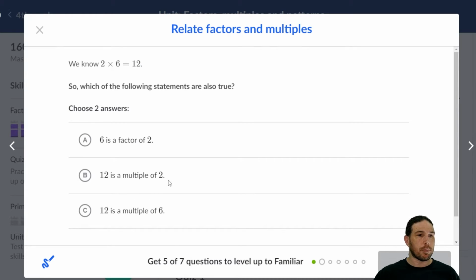12 is a multiple of 2. Yes, 2, 4, 6, 8, 10, 12. It is a multiple of 2. If I am counting by 2s, I will eventually hit 12. 12 is also a multiple of 6. It's the second one, right? 6 times 2 is 12. And those are our two answers.